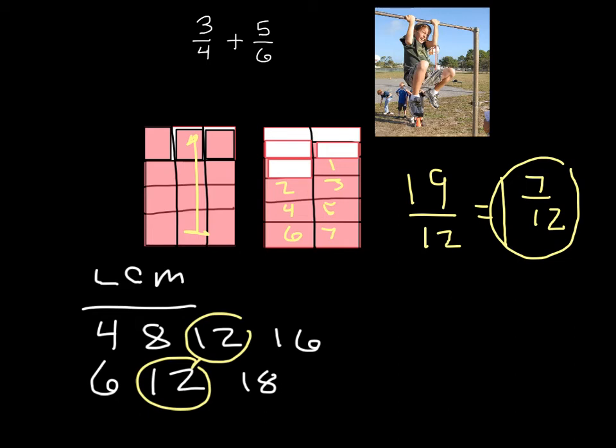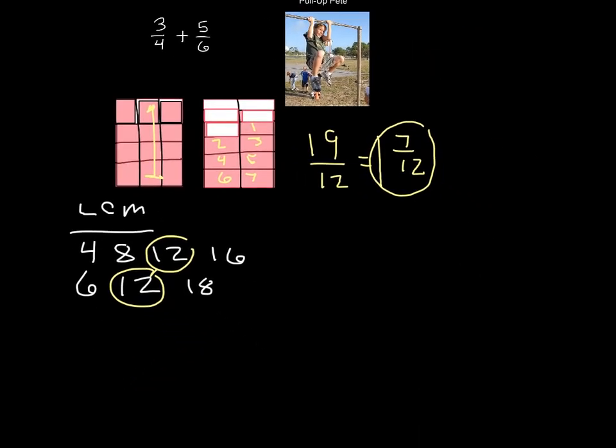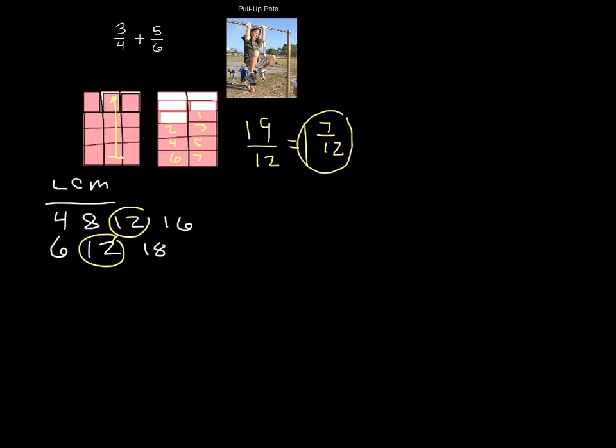Super. Okay, so now let's move on to the fraction algorithm. For that one, I'm going to choose a new color here. I'm going to go with blue. And I'm going to write 3/4 right here, and then I'm going to add the 5/6 right over here. Now, as you see, I do not have common denominators, right? So I'm going to use my LCM to find my least common multiple.